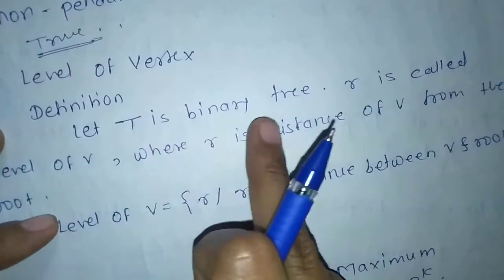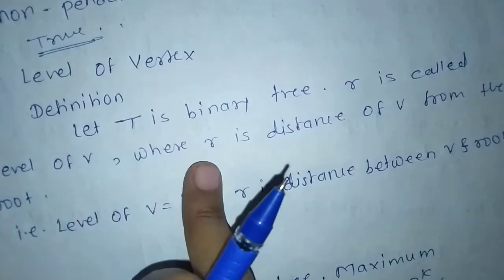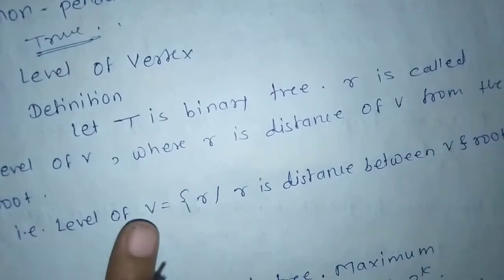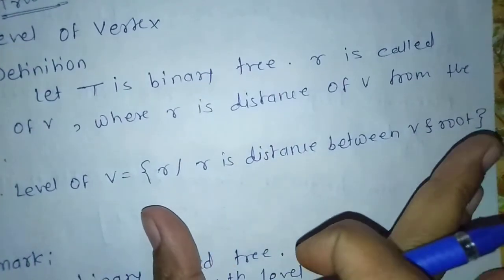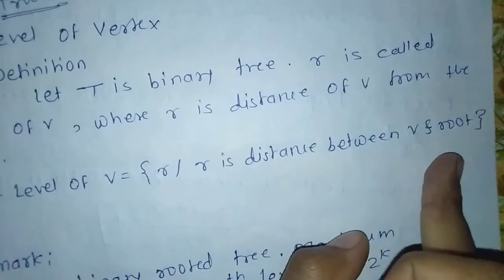Next definition, level of a vertex. Definition: let T be a binary tree. R is called the level of V, where R is the distance of V from the root. That is, level of V is equal to the set of R such that R is the distance between V and the root.